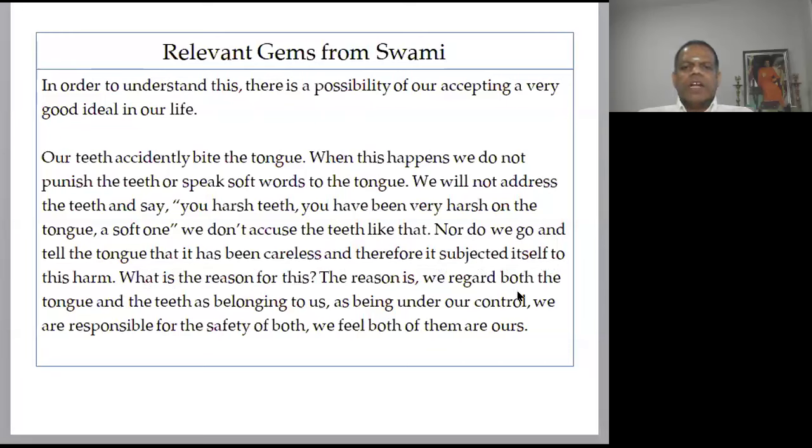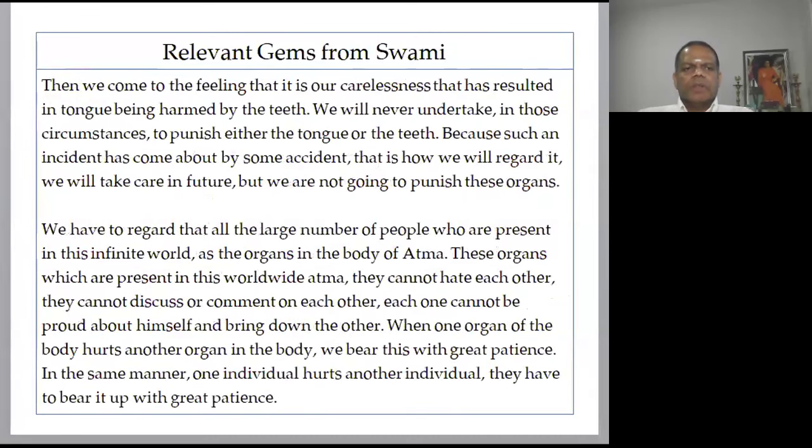The reason is we regard both the tongue and the teeth as belonging to us, as being under our control. We are responsible for the safety of both. We feel both of them are ours. Then we come to the feeling that it is our carelessness that has resulted in the tongue being harmed by the teeth. We will never undertake in those circumstances to punish either the tongue or the teeth, because such an incident has come about by some accident. That is how we will regard it. We will take care in future, but we are not going to punish these organs.